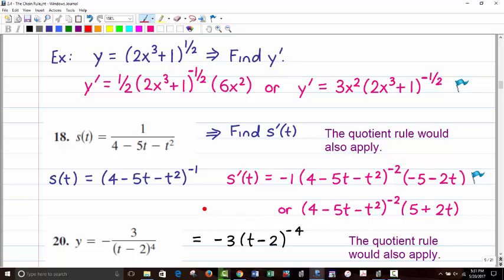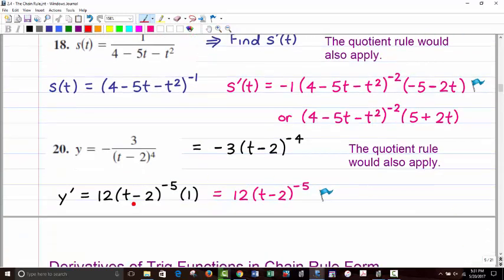So this one, yeah, I wouldn't do a quotient rule. I'd bring the t minus 2 to the fourth up and just make it t minus 2 to the negative 4. There's a negative on the outside, so just leave that with 3. So I have negative 3. Bring down the negative 4. Negative 4 times negative 3 is 12. Subtract 1. Negative 4 minus 1 is negative 5.